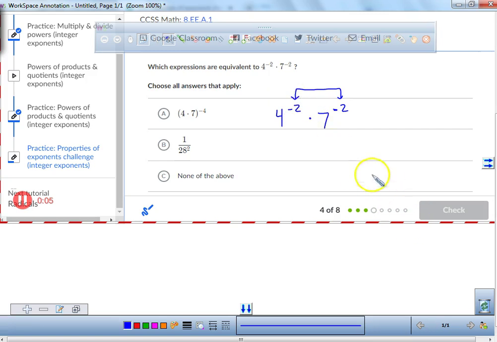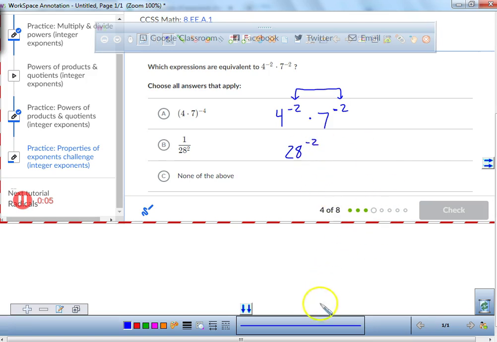So it's kind of a cool rule. If the exponents are exactly the same, then and only then are you allowed to multiply these numbers together. So what is 4 times 7? 28 to the power of -2.